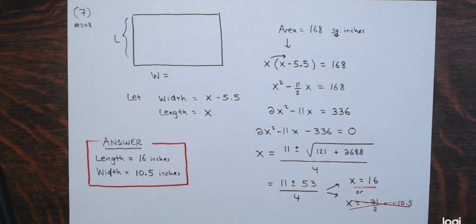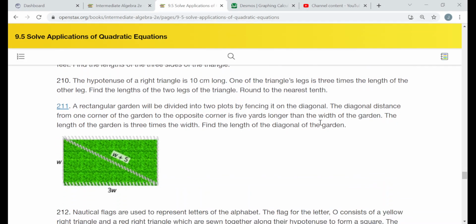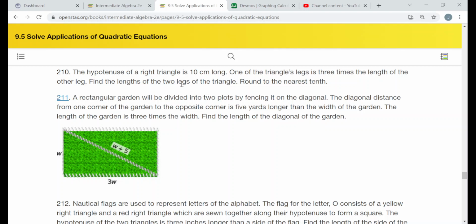All right. Wonderful. Next question. Exercise 210. Right, so now we're back to a triangle, and more specifically, a right triangle. All right, so here the hypotenuse of a right triangle is 10 centimeters long. Remember, the hypotenuse is the longest side. That's the side of the triangle opposite the 90-degree angle.